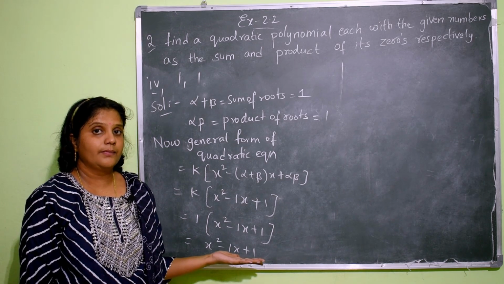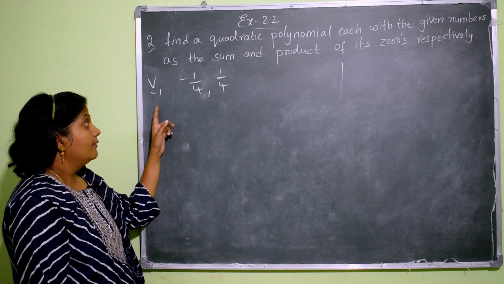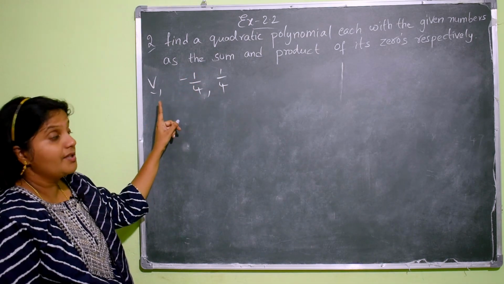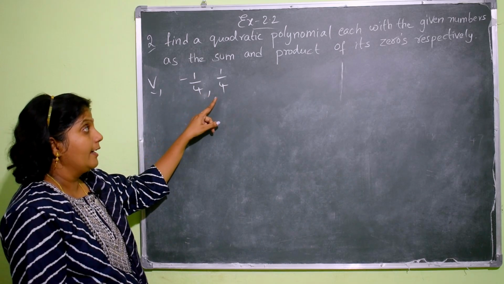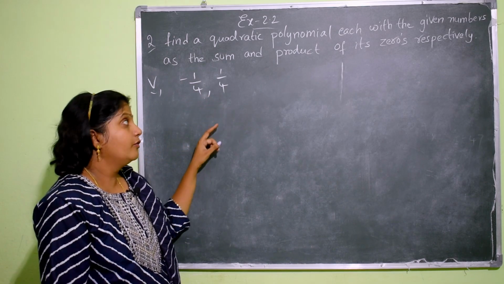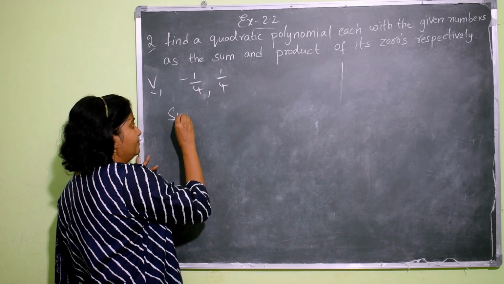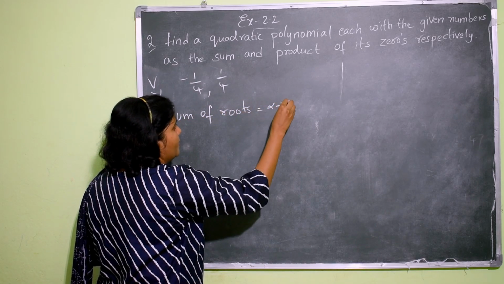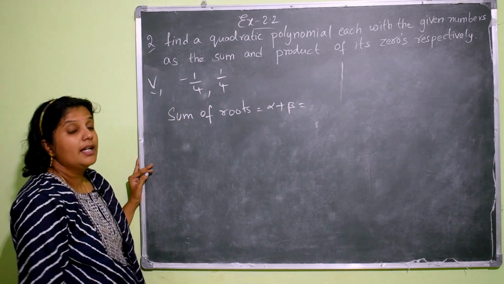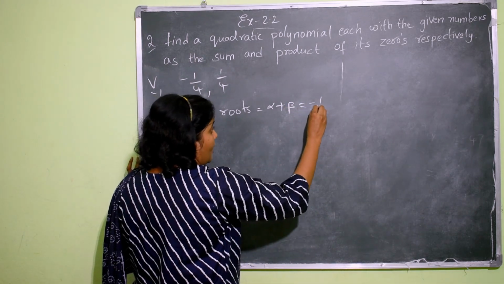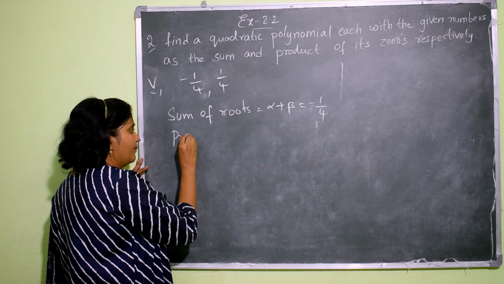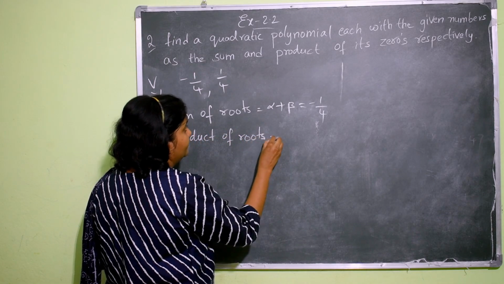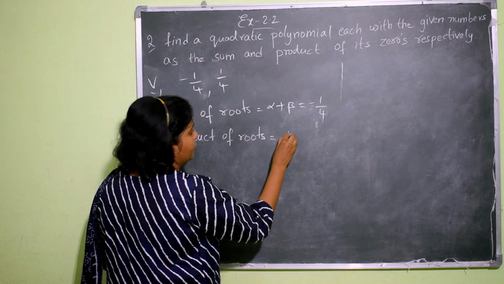Understood? Okay. So next problem, fifth one, that is minus 1 by 4 comma 1 by 4. So what is the sum of the zeros? Minus 1 by 4. And what is the product of the zeros? 1 by 4. So sum of roots is alpha plus beta, which is given as minus 1 by 4. And product of roots, alpha beta, is 1 by 4.